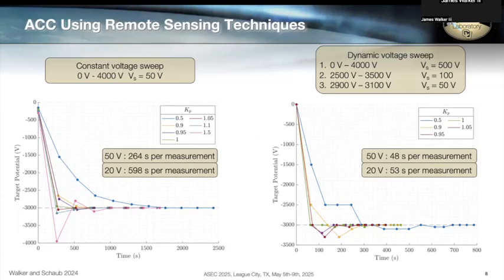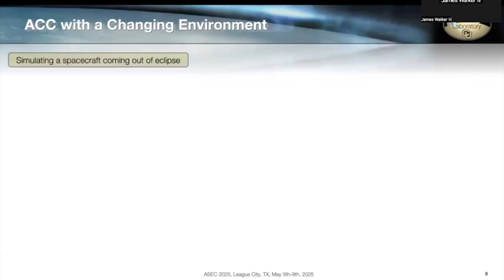However, we also want to look at how both of these controls behave in a changing space environment, because that is what we would realistically see in situ. So in this case, we are going to simulate a spacecraft coming out of eclipse, and that's going to entail, we're going to let our control converge to our desired potential with just the electron gun. We're going to then apply a photoelectron current, which is going to charge the target more positive, and then see how the control is able to handle that.